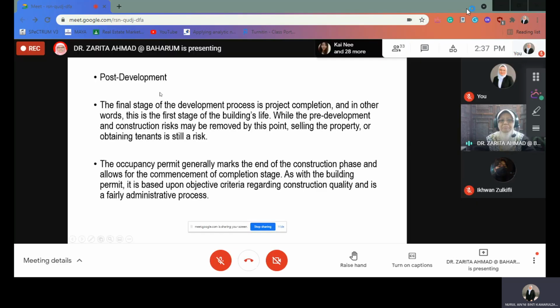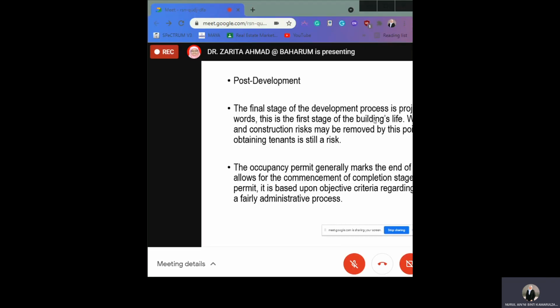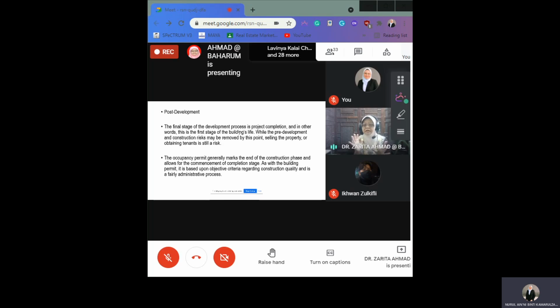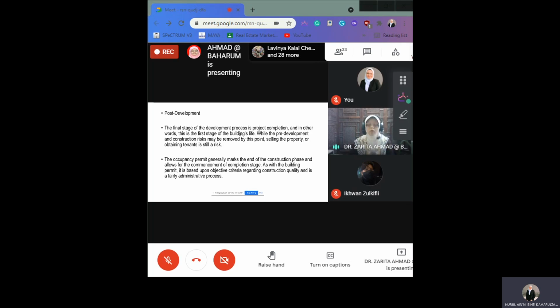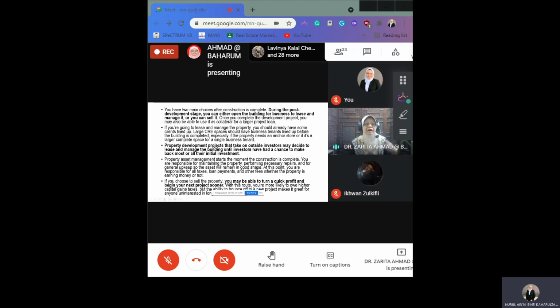Okay, then the last one is the post-development. So what happens during this post-development? There are certain arrangements that you probably have come to, or have closed a deal. Some want to sell it, some might have interested people, or you have made an MOU towards the building. So there are many things here, okay?